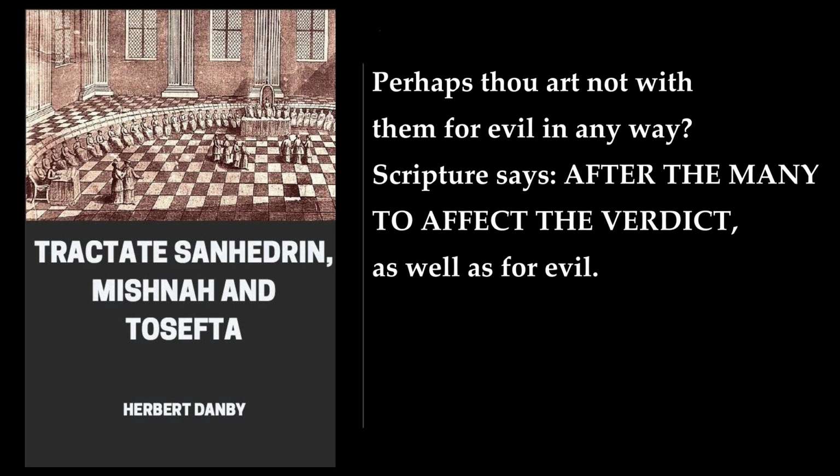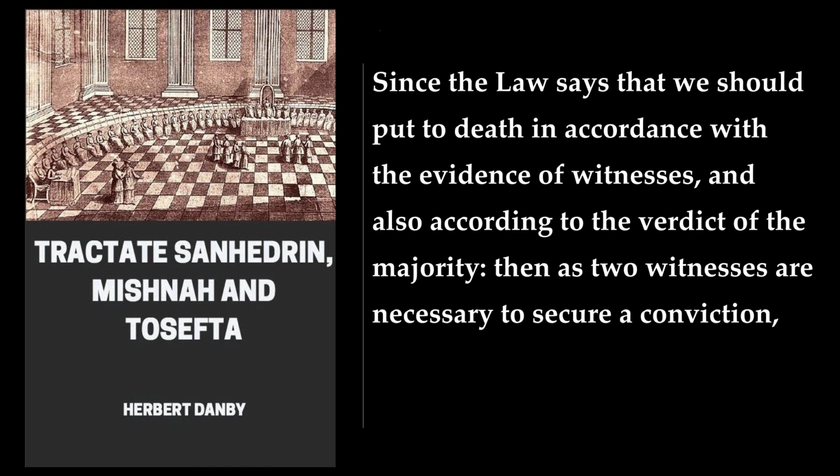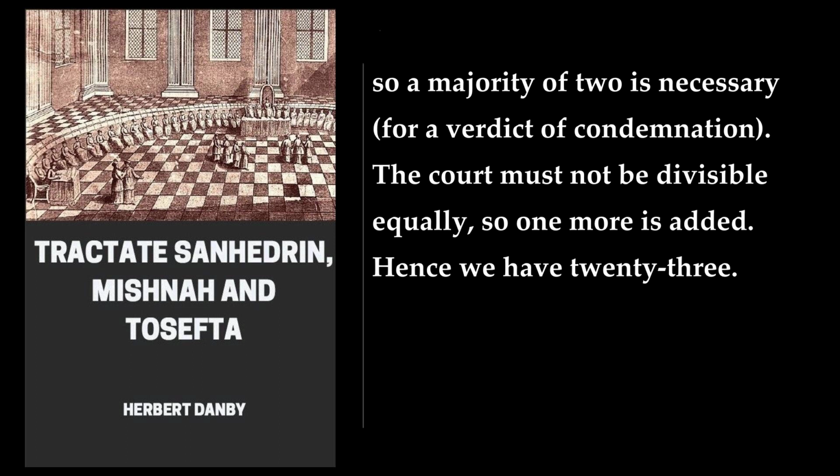Perhaps thou art not with them for evil in any way. Scripture says, "After the many to affect the verdict," as well as for evil. Since the law says that we should put to death in accordance with the evidence of witnesses, and also according to the verdict of the majority, then as 2 witnesses are necessary to secure a conviction, so a majority of 2 is necessary for a verdict of condemnation. The court must not be divisible equally, so one more is added.